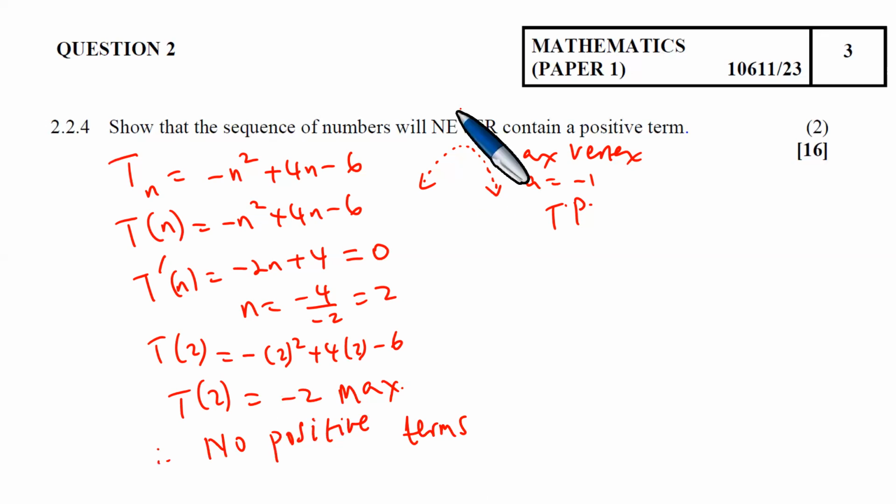Hence the sequence will never contain a positive term, which is what we were to show. Minus 2 is the maximum, and if a negative number is the maximum, it means there are no positive numbers, because this calculus method helps us find the biggest number. And the biggest number is negative 2, so there are no positive numbers, because a positive number would be bigger than any negative number anyway. Okay, we'll look at the next question.